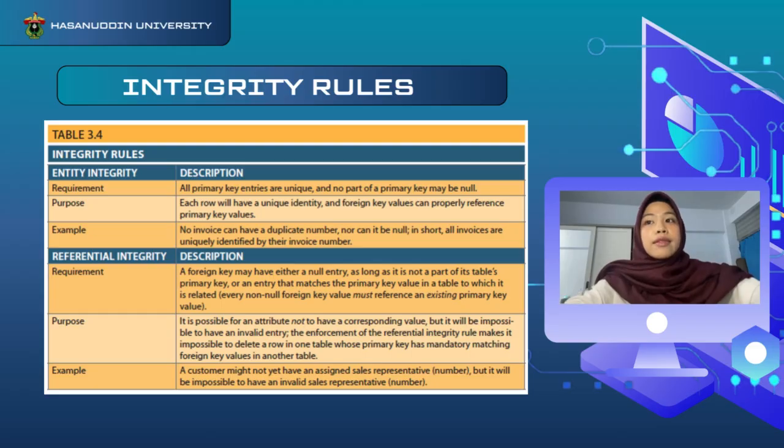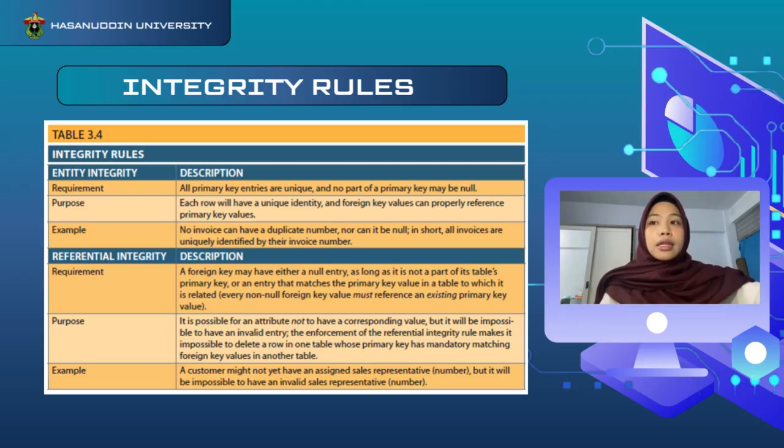The next part is referential integrity. This rule applies to foreign keys. A foreign key may be null, but if it has a value, it must match an existing primary key value in another table. The purpose is to prevent invalid or orphaned records.